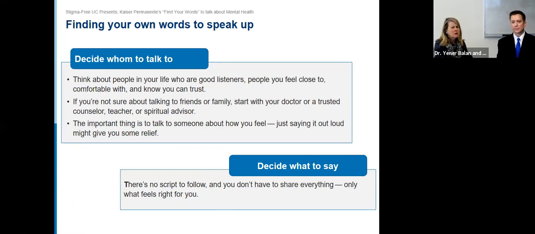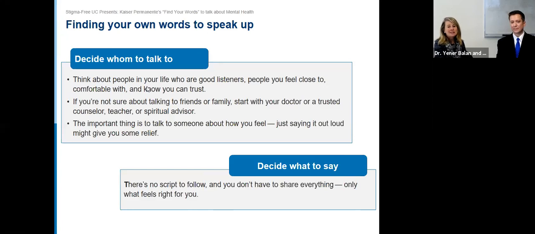So two big concepts. One is, first of all, you get to decide who you talk to about this. That may be pretty obvious, but think about who are the best people or person to talk with. Someone you feel close to, someone you trust. It could be someone in your life who's a friend, a family member. It might be your primary care physician or someone that provides your medical care, your spiritual leader, if that is part of your life, a teacher, if you are in school. So think about who that is, and practice saying it out loud, and we'll have some phrases in just a moment for individuals.